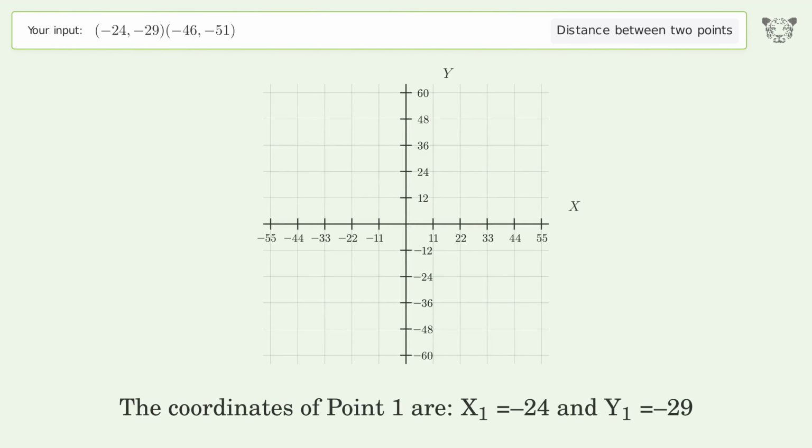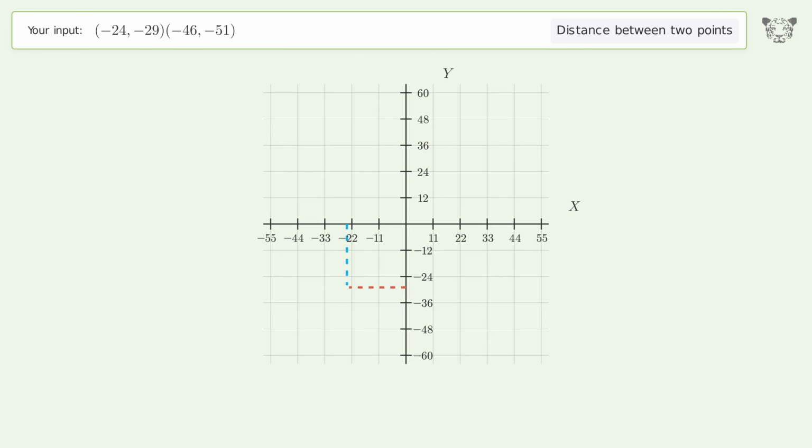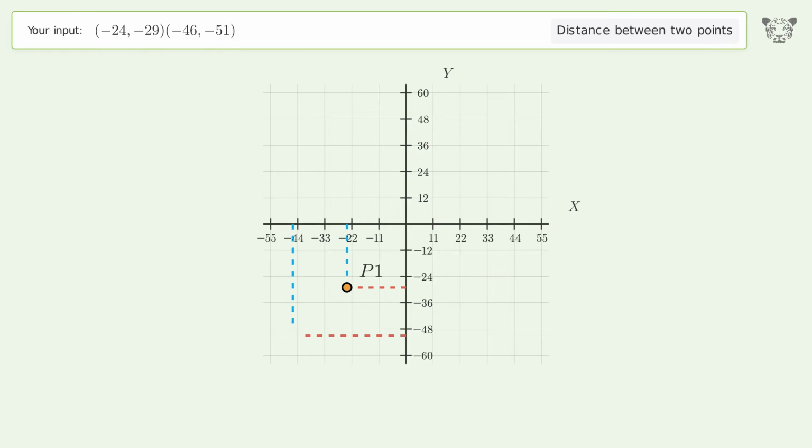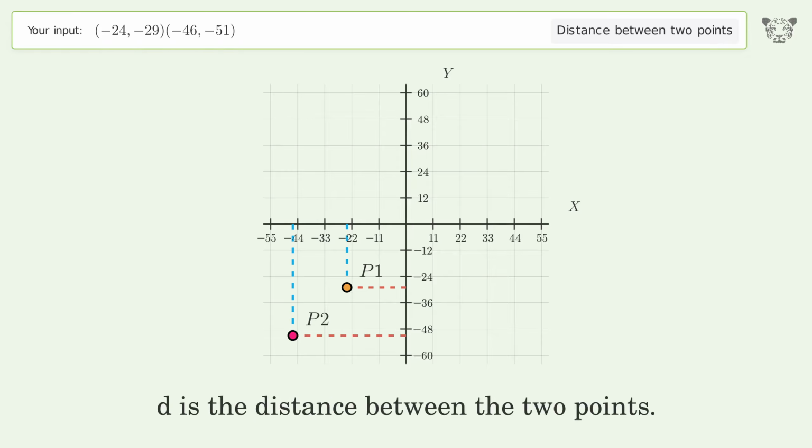The coordinates of point 1 are x1 equals -24 and y1 equals -29. The coordinates of point 2 are x2 equals -46 and y2 equals -51. D is the distance between the 2 points.